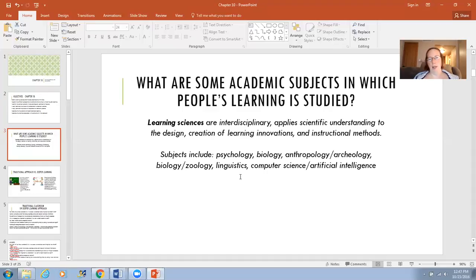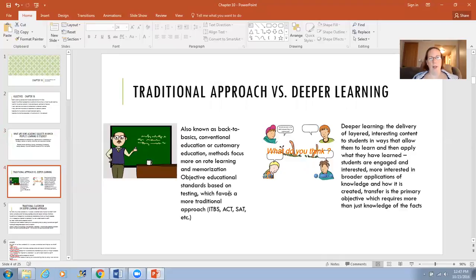The subjects that make up the learning sciences are psychology, biology, anthropology, and archaeology, biology/zoology, linguistics, computer science, and artificial intelligence. Okay. So we are going to start with a very simple comparison of the traditional approach versus deeper learning, which would be our first foray into this idea of constructivism. So constructivism is attached to this idea of deeper learning.